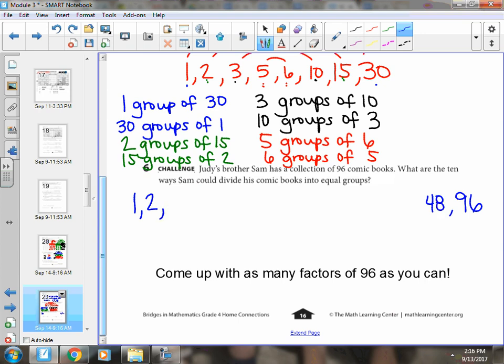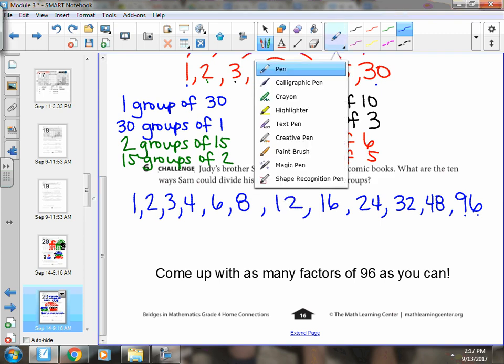I can divide 9 by 3 and 6 by 3. So I know 3 is going to work. 3 times 32. 4 will work. 4 times 24. 6 will work. 6 times 16. And 8 will work. 8 times 12. Let's make a super exciting factor rainbow here.